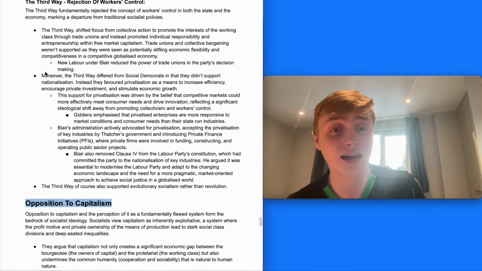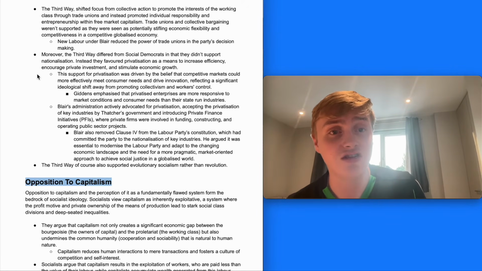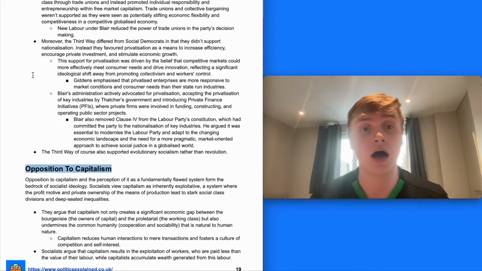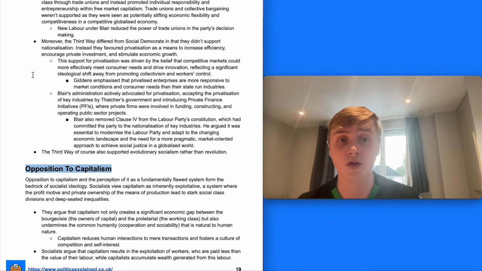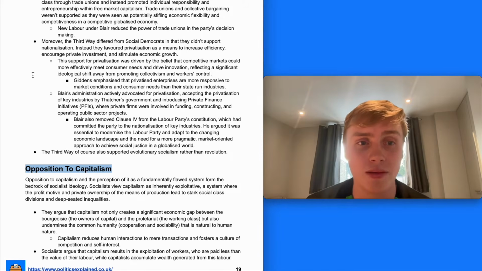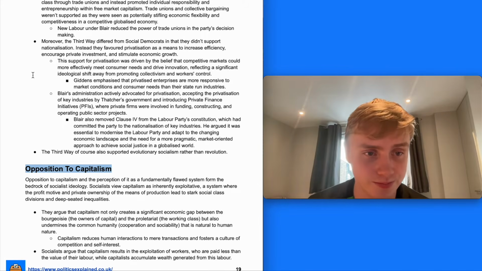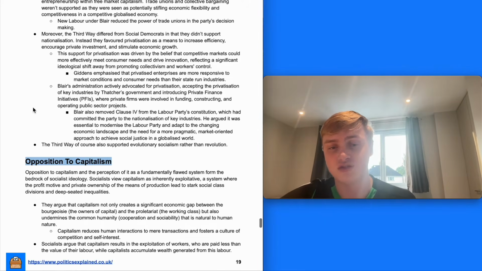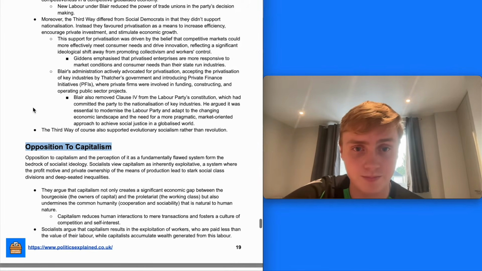So instead of nationalisation of key industries, they believe in privatisations. They believe it's the most effective method to respond to market conditions and to promote the interests of society rather than state-run industries. And you see this in Blair's commitment and pursuit of privatisation when in power with private finance initiatives. And of course, as with social democrats, the third way supports evolutionary socialism rather than revolution.